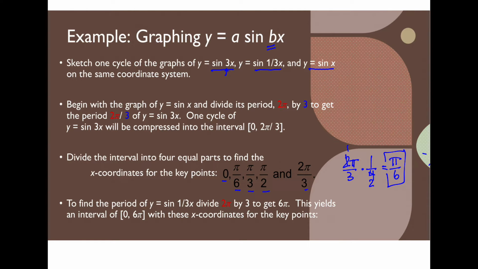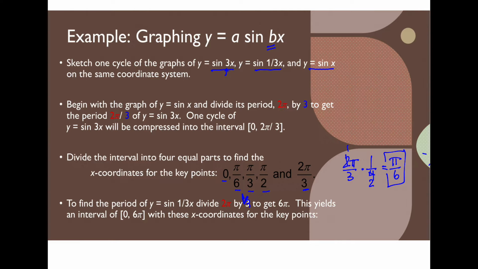And then finally, 2 pi over 3 is where our cycle completes for our sine function. So that would be the period for y equals sine 3x. In a similar way, to find the period of y equals sine of 1/3 x, we're going to divide 2 pi by 1/3. Let me just put that in there.